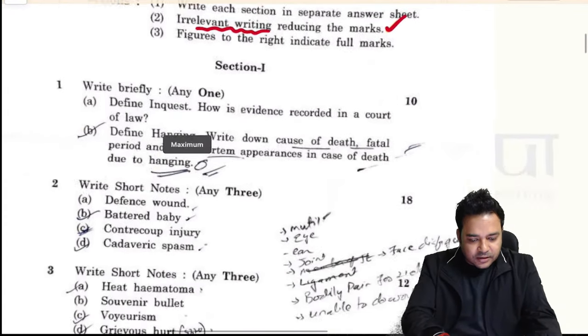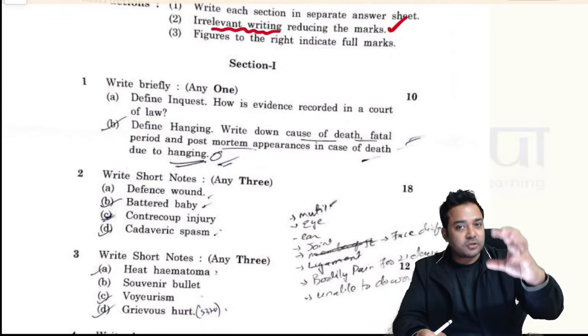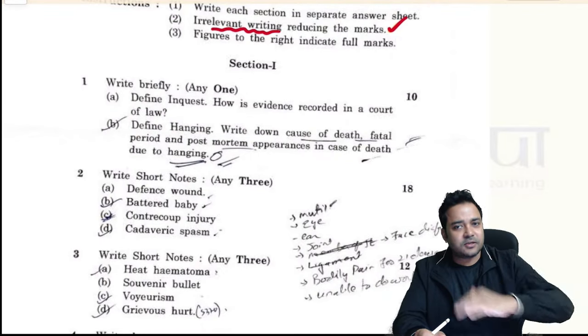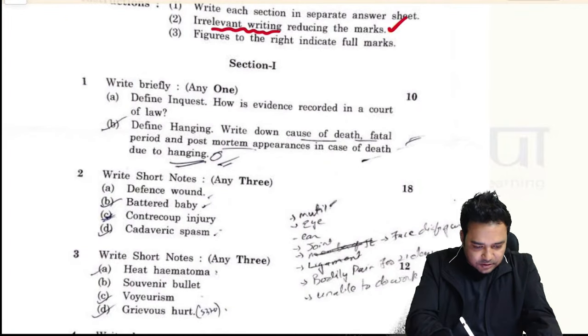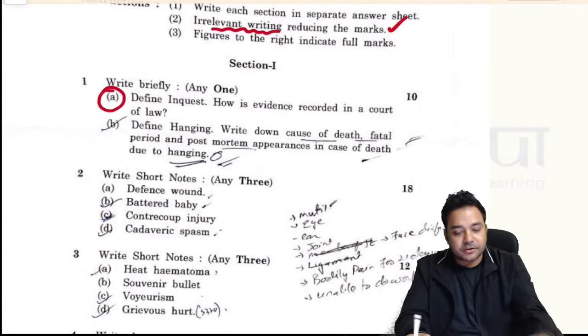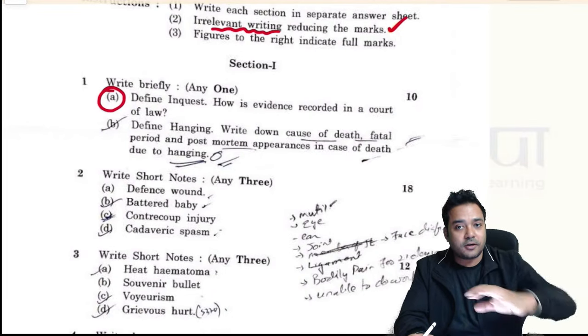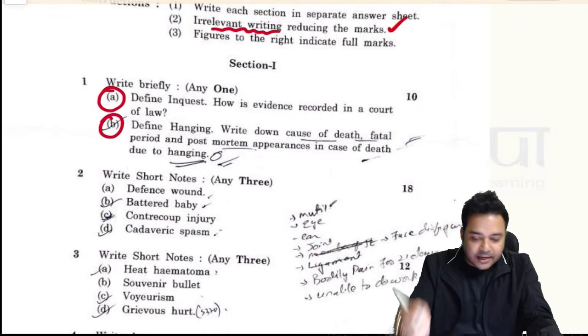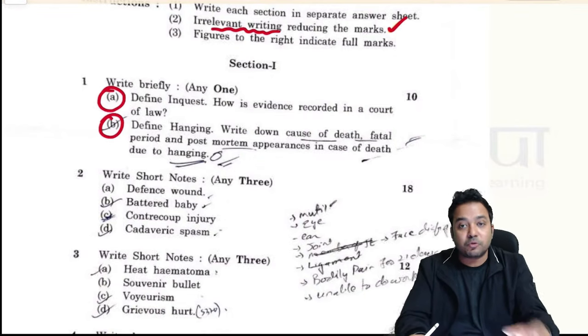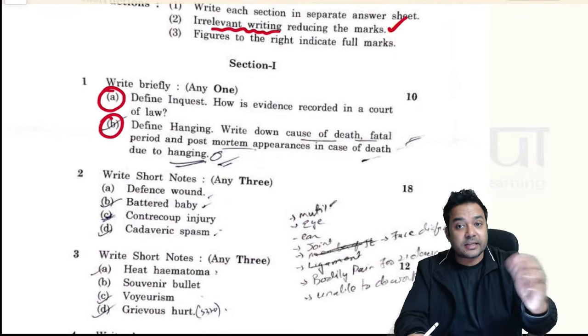So you get one of the long notes, then short notes. This is the usual pattern across universities, no? So suppose this is one of the questions. Define inquest. How is evidence recorded in a courtroom, or how is it recorded in a court of law? Then there is another long note: define hanging and write down the cause of death, fatal period and postmortem appearances in a case of death due to hanging.